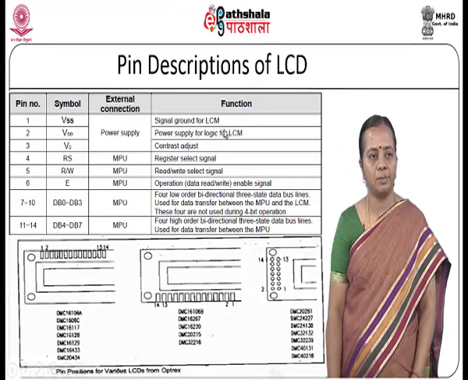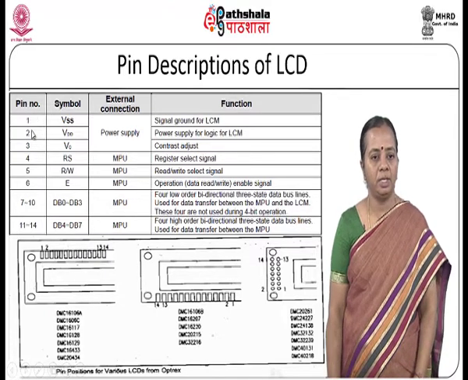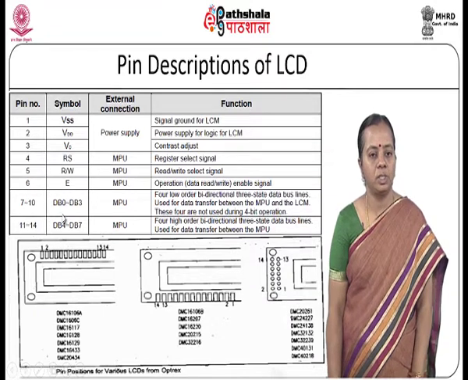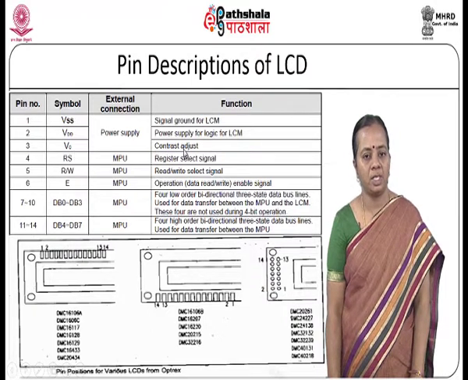Now the pin descriptions of the LCD. When you are looking at this LCD, we have 14 pins. Pin 1 is VSS, pin 2 is VDD and pin 3 is VO. The first two support the VCC and the ground, and VO is for contrast adjustment.